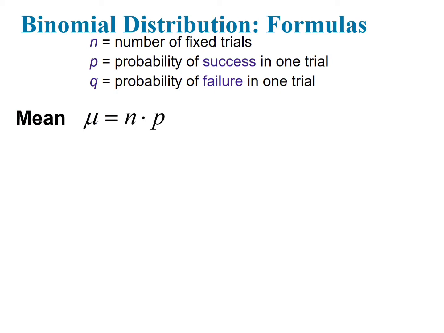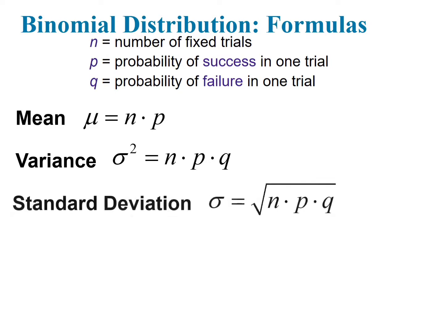So the mean, the average of binomial distributions, is n times p. So the number of trials times the probability. The variance, sigma squared, is n times p times q. So the number of trials times the probability of success of one trial times the probability of failure of one trial. And then the standard deviation would be the square root of the variance. So once you find the variance, take the square root, and that is your standard deviation.